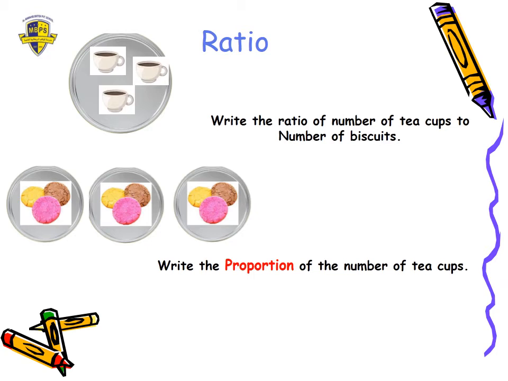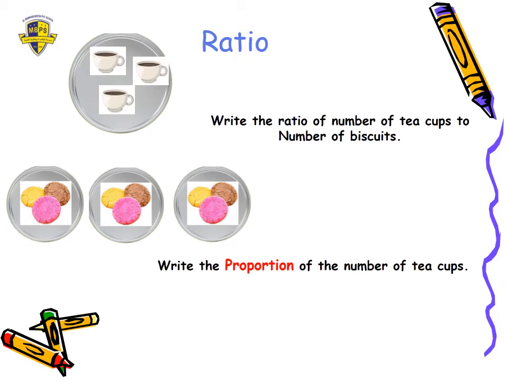Okay, let's solve another example. Here we can see 4 trays. 1 tray has 3 cups of tea, and there are 3 trays, inside each one 3 biscuits. Now the question, the first one, write the ratio of number of teacups to number of biscuits.